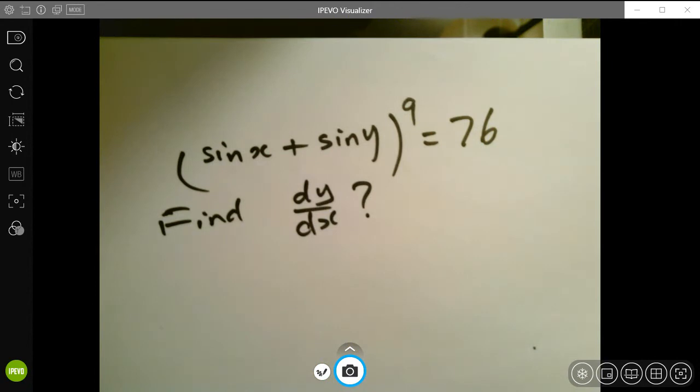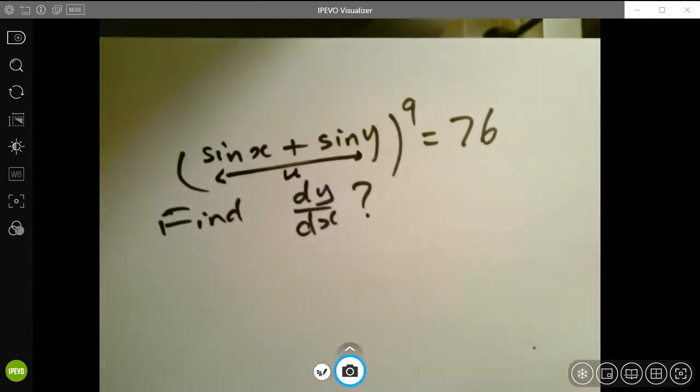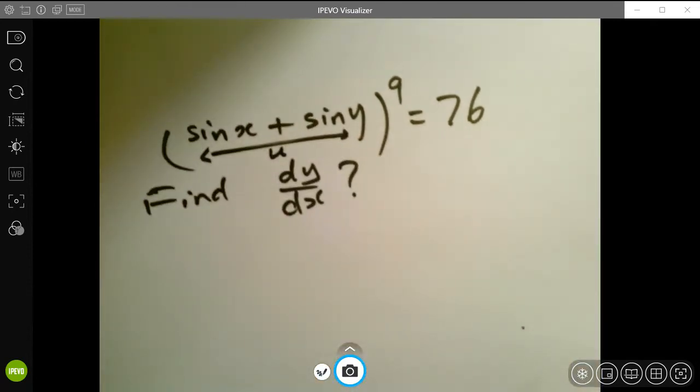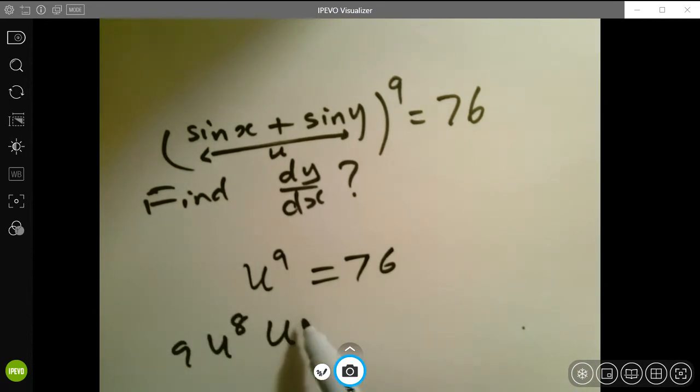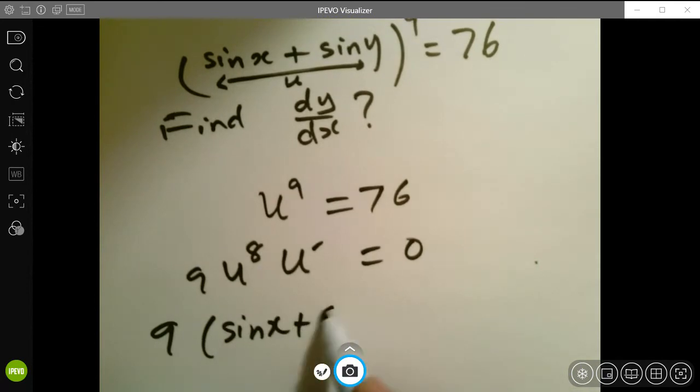So if you want to derive, this is u. Actually, this is u to the 9 is 76. Now, I'm gonna derive this side. So what is this one? u to the 8, u prime. The derivative of this one is 0, okay? So 9 times sine x plus sine y.